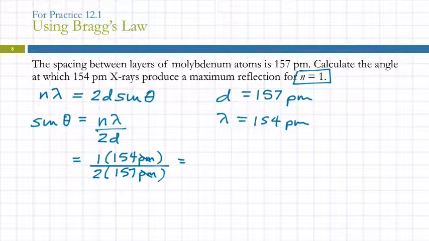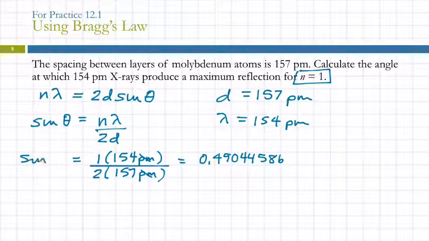Oh, I forgot something. Calculator. This gives us a value that is going to be the sine of theta. So 154 divided by 2 divided by 157, 0.49044586. But we want sine of theta. I mean, we want theta. We have sine of theta. We have to do inverse sine.